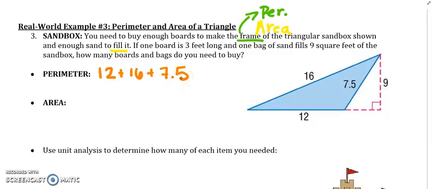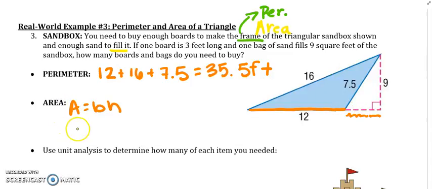And of course, this isn't our final answer, but this is a start, 35.5 feet. Now we need to find area. Well, we actually have our base and height. Now be careful. Base is not this, right? We don't want the base of this white thing. We want the base of the blue. So we're going to use 12. And the height has to be perpendicular to that, which is 9.